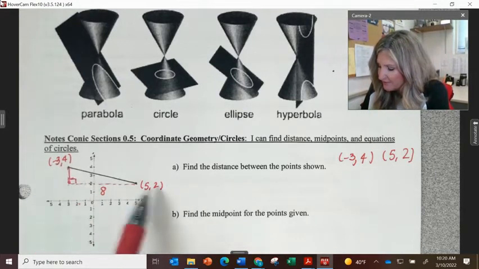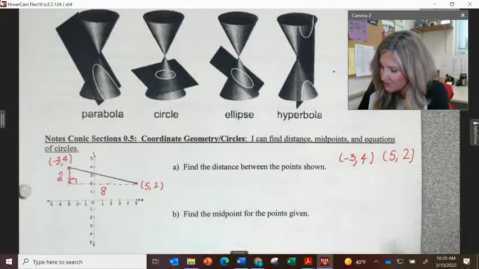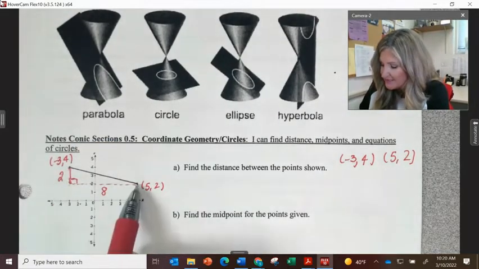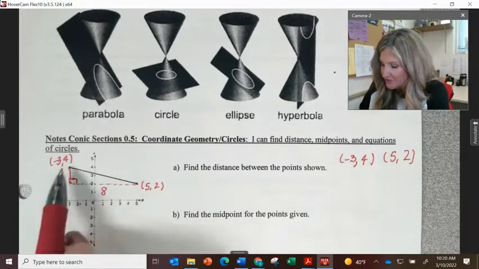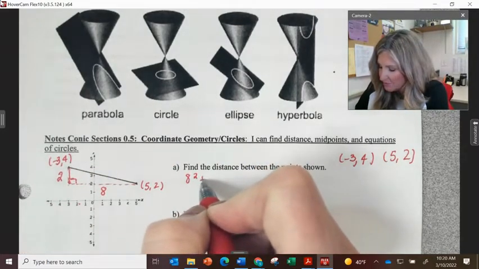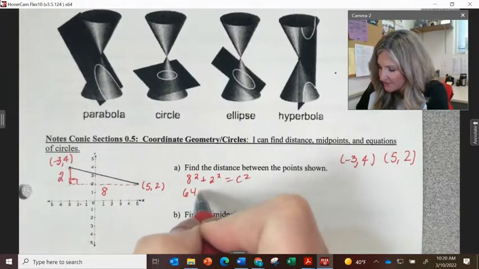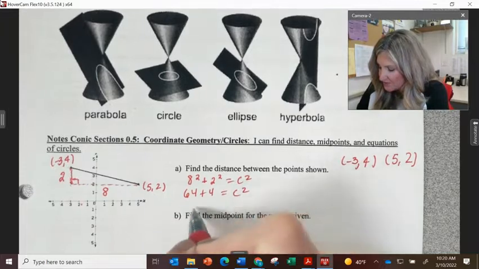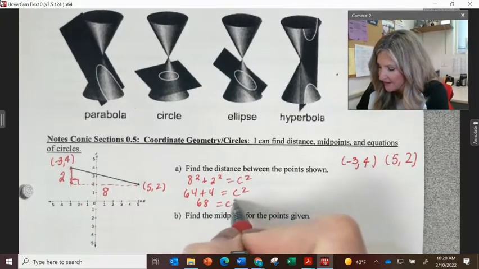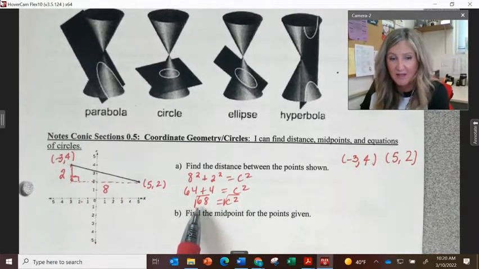How far is it then from 2 to 4 to find the length of this side? Well, that's 2. So now if I want to find this distance between these 2 points, I can just use my Pythagorean theorem. I can do a squared plus b squared equals c squared. So I'm going to have 64 plus 4 equals c squared. That's 68. And we're going to simplify that. Now you should be able to estimate this as well as find the exact simplification of this.